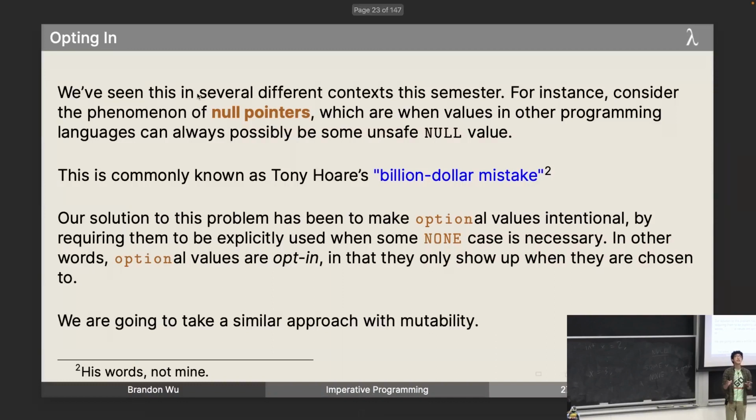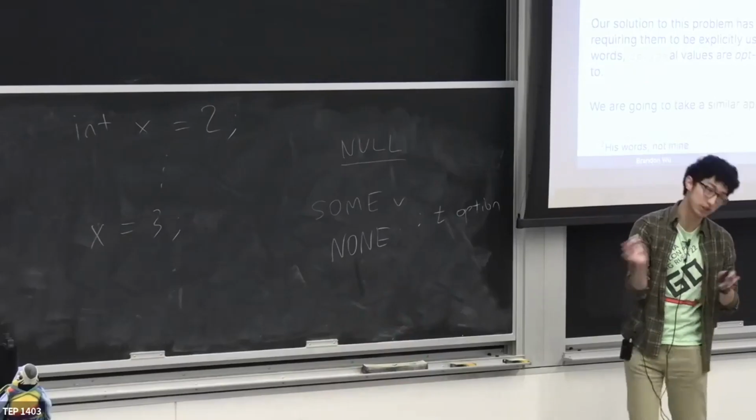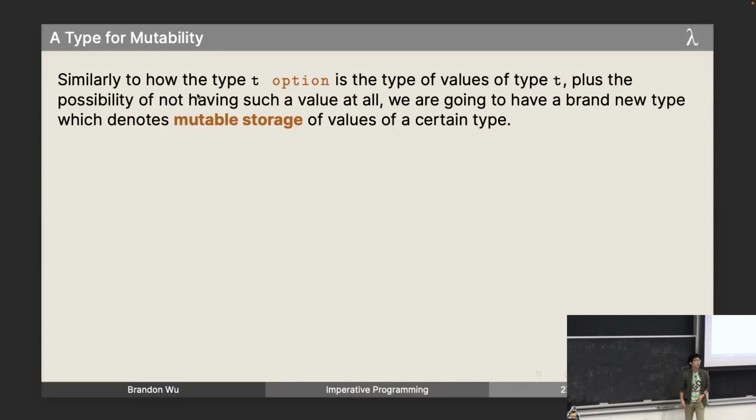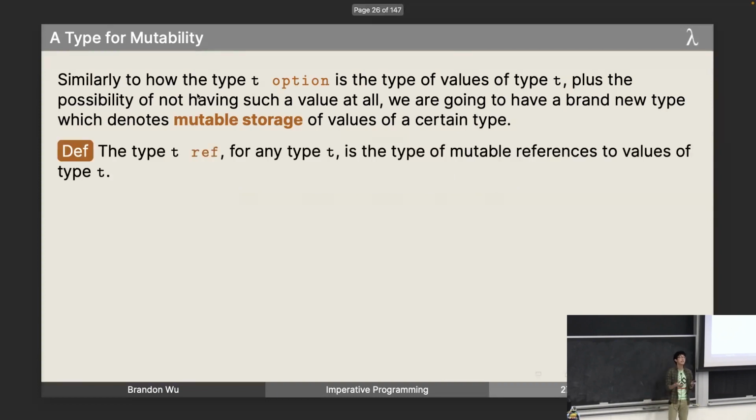All right. So let's take a similar approach with mutability. Context switch, reset. Next slide. Ref cells are going to be our solution for this problem. Just like how T option is the type of optional values of type T, that is, we may or may not have a value of type T, we're going to introduce a new type that indicates mutable storage, storing a value of type T. And that type is going to be T ref.